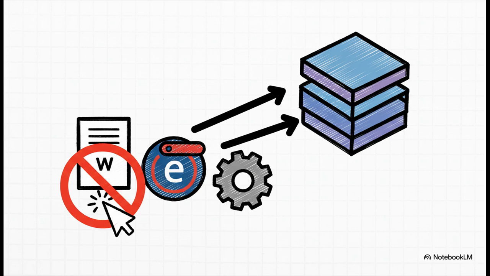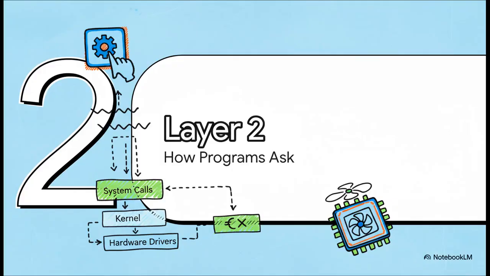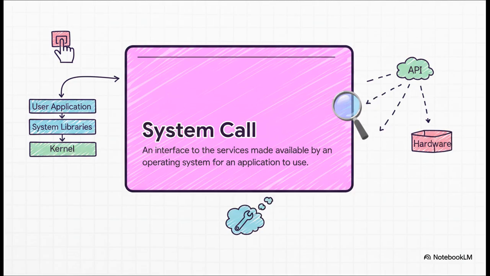But what about our programs? I mean, your web browser doesn't have a little mouse to click on icons. It needs a much more direct, more official way to communicate with the OS. And that brings us to layer 2. Let's go a little deeper and check out this critical communication channel that exists between your apps and the core of the operating system. This communication happens through something called a system call.